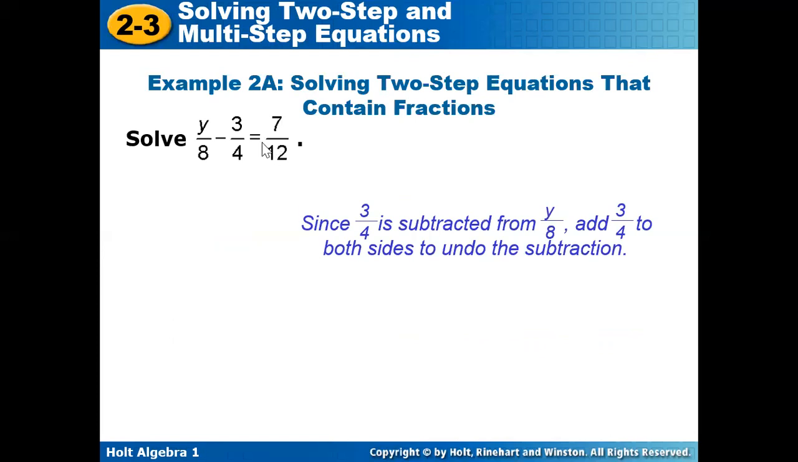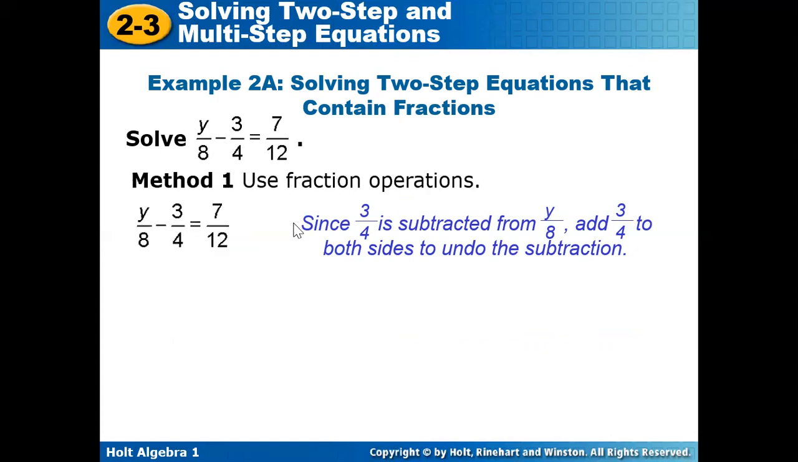So what you have here, you have y divided by 8. So once again, I consider the y attached to the 8. Then you're subtracting 3/4. All right, so we are going to use fraction operations, right? So we're going to add 3/4 to both sides, right? 3/4 and 7/12. You need a common denominator. The common denominator here is going to be 12.